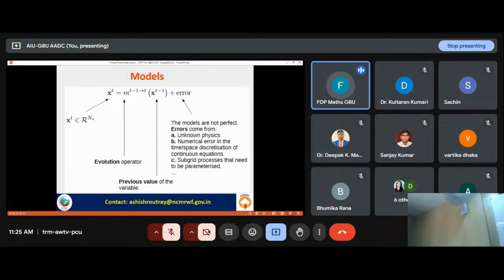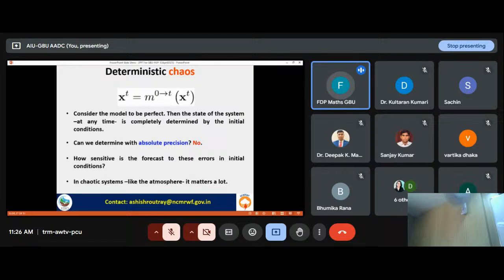So these are the errors. The model also, I already told you, has error. So observation error, model error, then combine all these things. Then we have chaos because I have to predict the future. Then can we determine the absolute situation? No, it cannot be, whatever you apply.